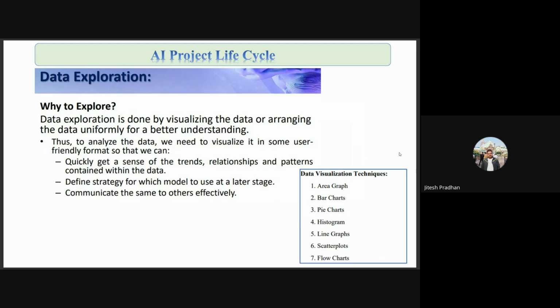Basically, data exploration is done to visualize the data, so that you can see the pattern that exists within the data. If the data is more overlapped, you can plot heat maps between all the features. You can use area graphs, bar charts, pie charts, histograms, line graphs, scatter plots, flow charts. So many techniques are there, and you can use them. Basically, in exploratory data analysis, we have to check the behavior of the data, so that based on that behavior we can choose a model.